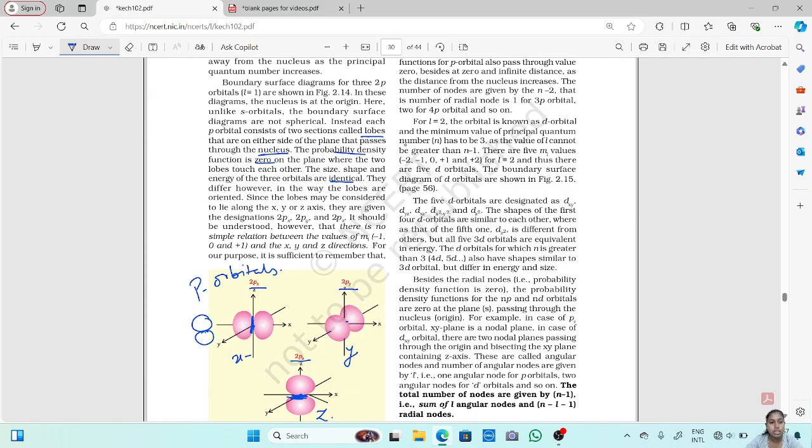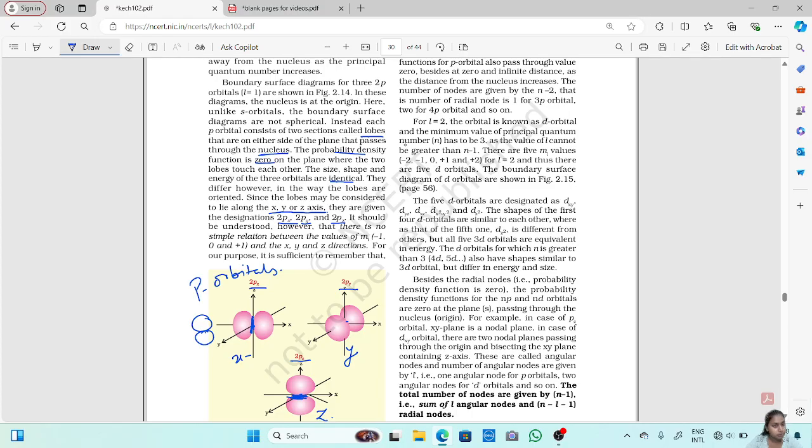Since the lobes may be considered to lie along the x, y and z-axis, they are given the designation 2px, 2py and 2pz. Why? Because these are p orbitals, and p orbitals start from the 2 subshell. So 2px because it is on the x-axis, 2py because it is on the y-axis, and 2pz because it is on the z-axis. It should be understood, however, that there is no simple relation between the values and the x, y and z direction.